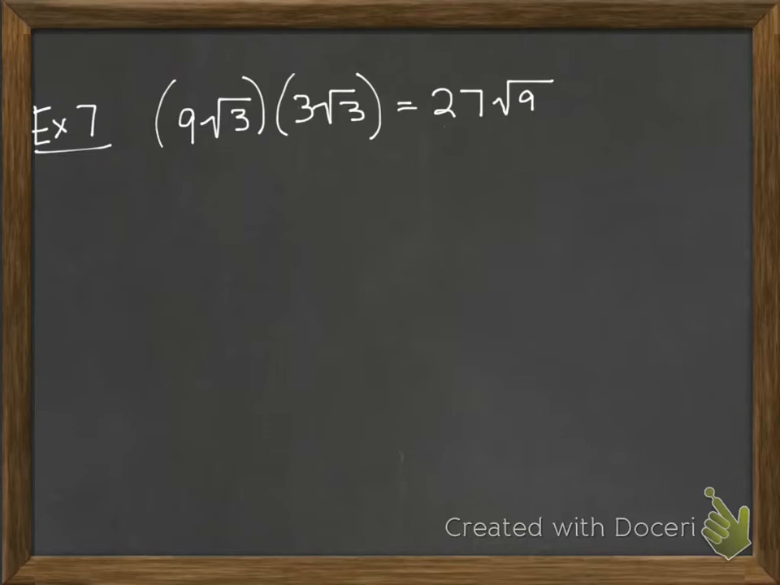Okay, so essentially I'm multiplying 9 times 3, the two numbers in front, and then 3 times 3. So I end up with 27 times the square root of 9, which is 3 now, because we've got to simplify it. 27 times 3 is 81.